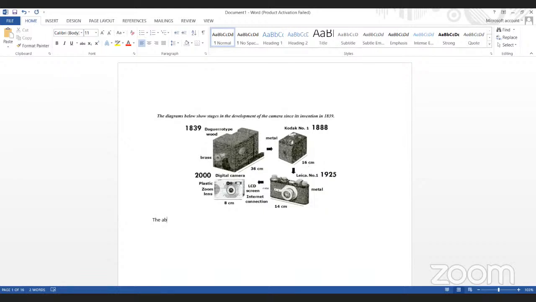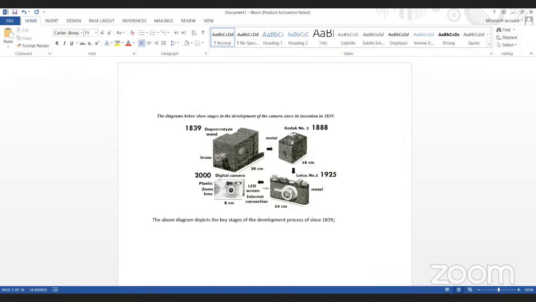The above diagram depicts the key stages of the development process since 1839, comma. Now we are going to give another information about this comma.